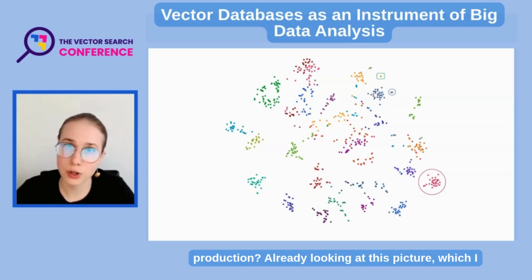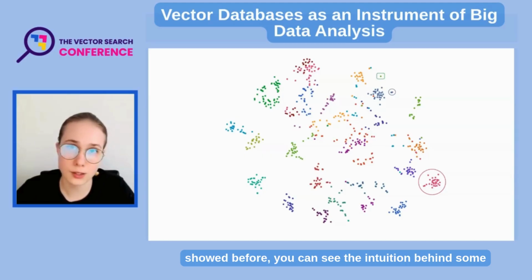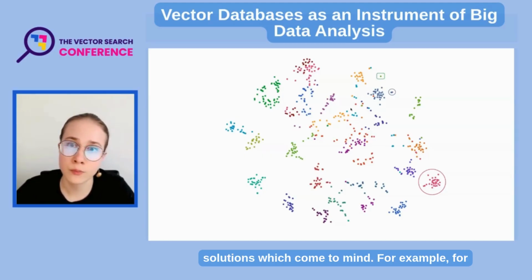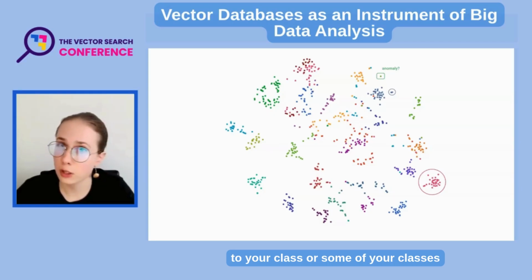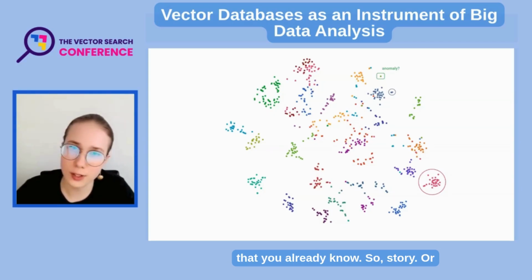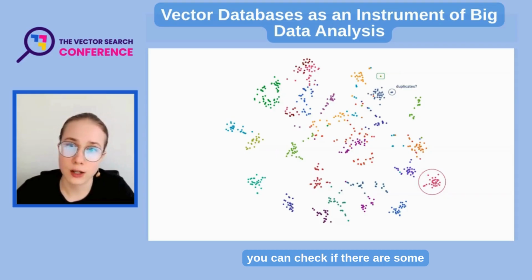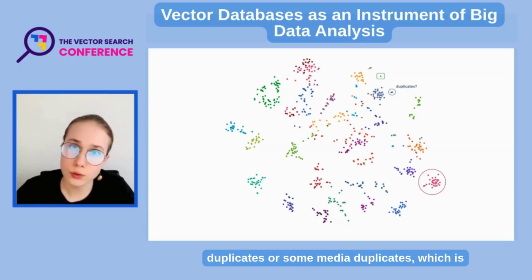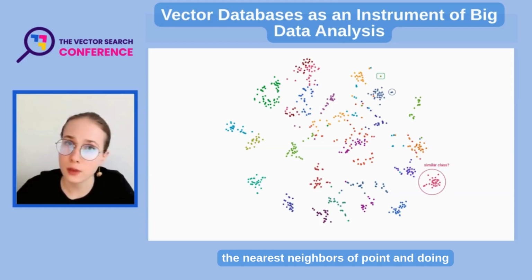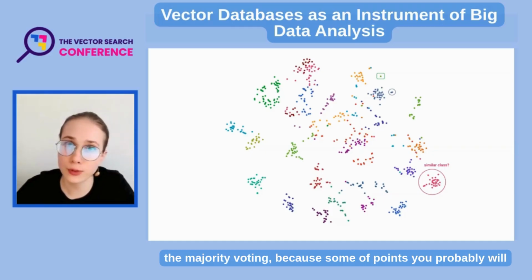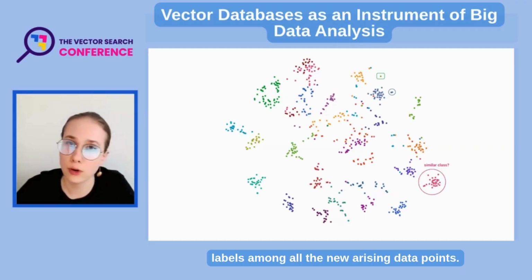Already looking at this picture, which I showed before, you can see the intuition behind some solutions which come to mind. For example, for a new incoming point, you can detect if it's an anomaly to your class or some of your classes that you already know in your stored data set. Or you can check if there are some duplicates, for example, some content duplicates or some media duplicates, which is happening a lot in production. Or you can even use classification right in production, judging by the nearest neighbors of the point and doing majority voting, because some of the points you probably will have already labeled, and then you can just propagate your labels among all the new arising data points.